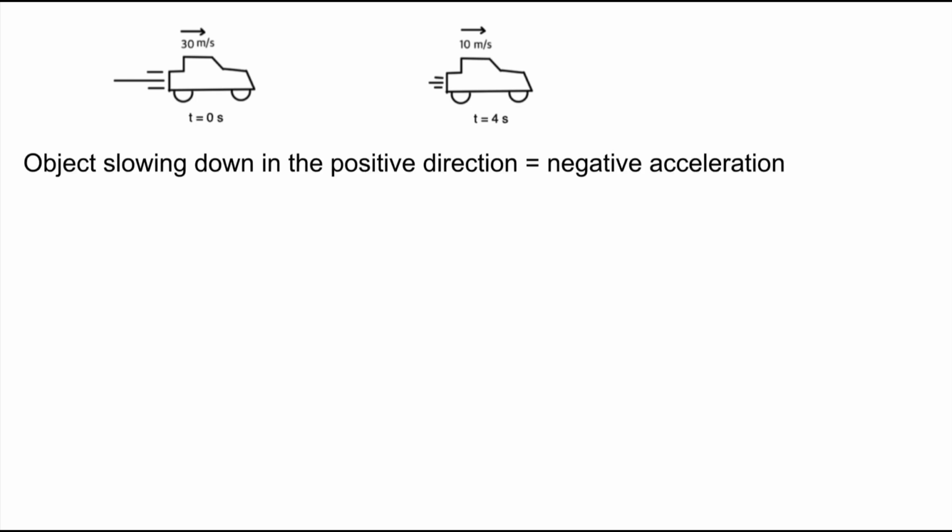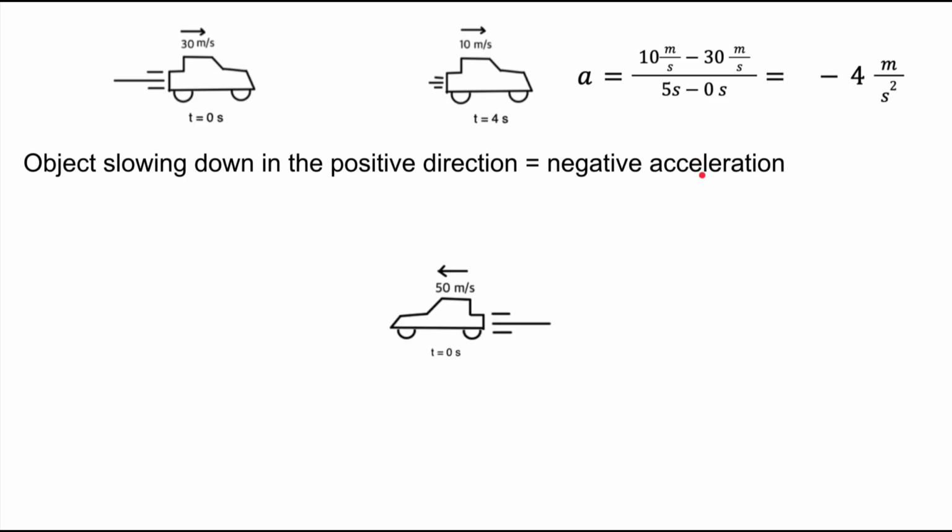How about this? I have a car that's initially traveling 30 meters per second in the positive direction, but then 4 seconds later, it's only going 10 meters per second in the positive direction. So it's slowing down in the positive direction. Well, that means it has a negative acceleration. And we can see that mathematically by taking the final minus initial. 10 minus 30, that's negative 20, divided by 5, gives me negative 4 meters per second squared. So if you're slowing down in the positive direction, then you have a negative acceleration.